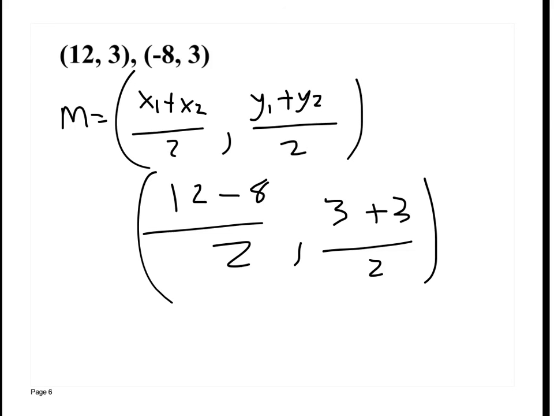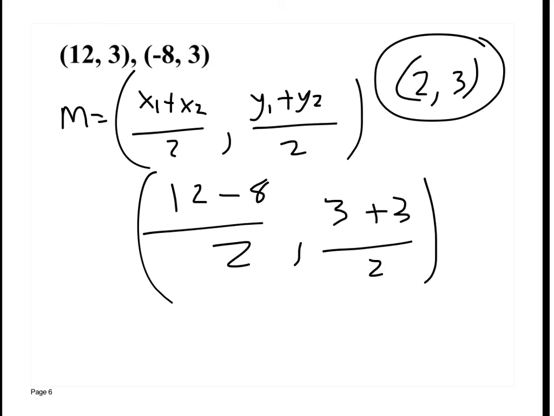Alright. What's 12 minus 8? 4. 4 divided by 2 is? 3 plus 3 is 6. 6 divided by 2 is? So there's the midpoint. 2, 3. I told you to do subtract and plus.